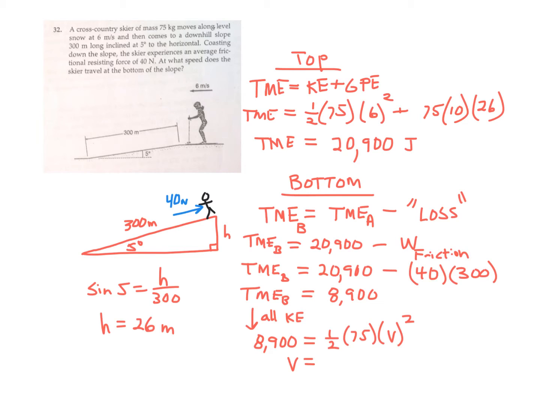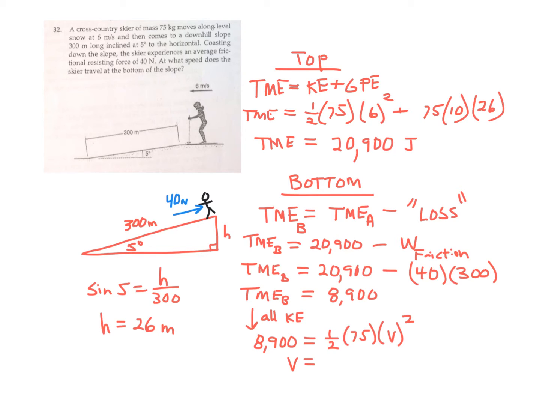So we have this ramp, this hill, it's 300 meters long, but we've got to figure out how high this person is. So I've drawn my diagram here. In the lower left-hand corner, I'm looking at the triangle. If you use the sine of 5 degrees, that's equal to h over 300. So we know how high this person is, because what we're going to figure out in a few minutes here is the GPE of this person.